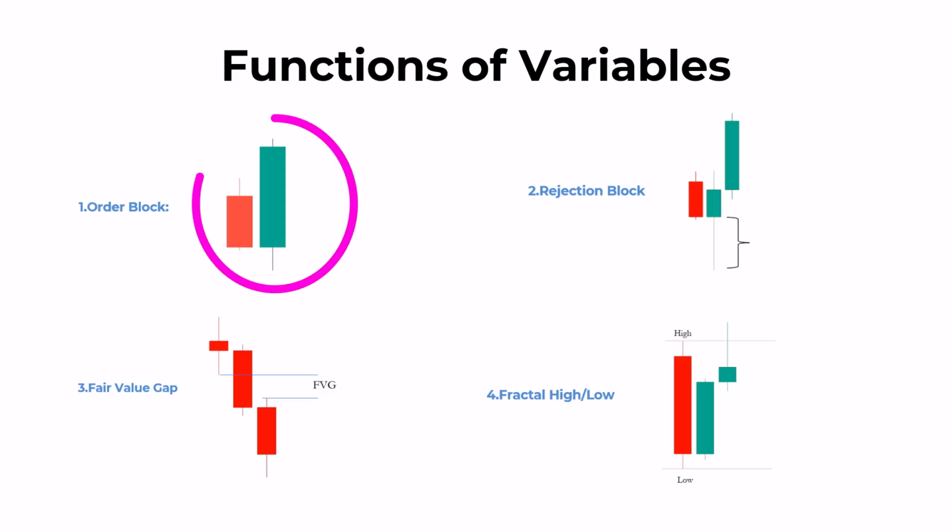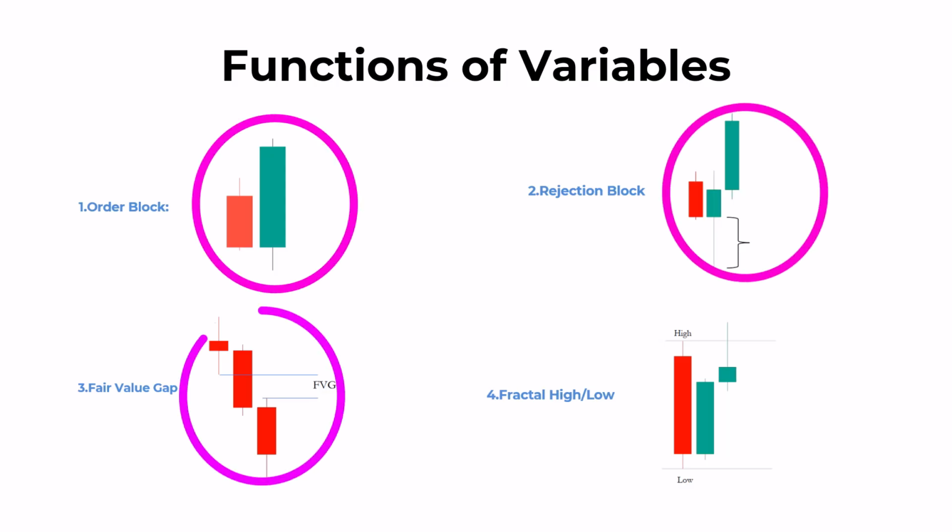Order blocks, rejection blocks, and fair value gaps confirm there's real volume pushing the market. For example, a bullish order block after a liquidity raid shows strong buying power from big players.